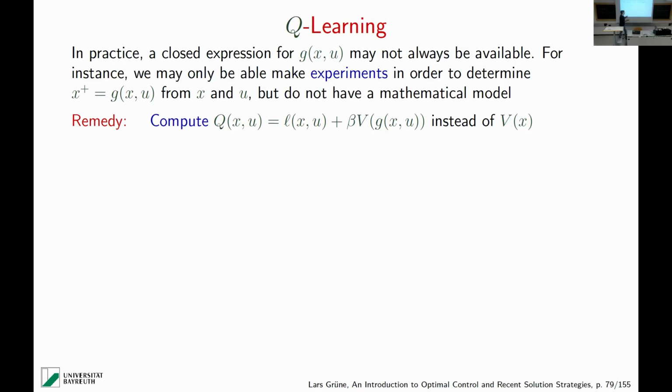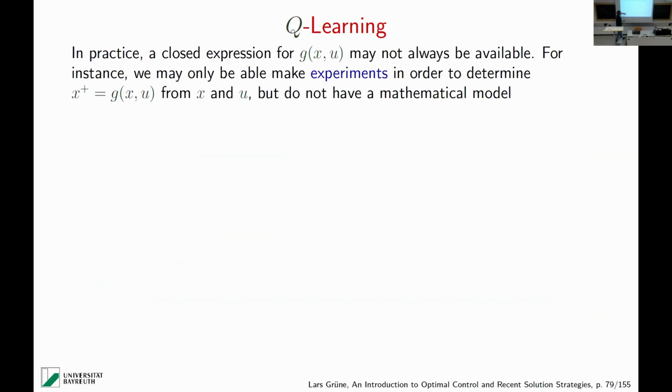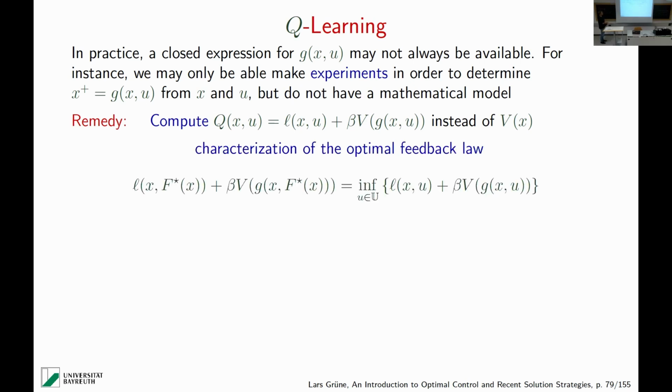Let me go back one step. If you look at this equation, it's precisely the term that is in this infimum here. This is what the Q function is. So you compute the Q function instead of V of x. At first glance, you could say this is not a good idea because it depends on two variables, so it's more difficult to compute and to approximate. But it has some advantages, and the main advantage is if you want to characterize the optimal feedback law. This is the equation that we saw already before that characterizes the optimal feedback law.